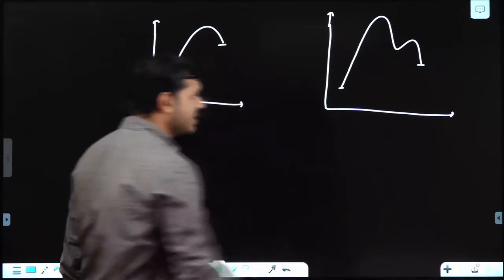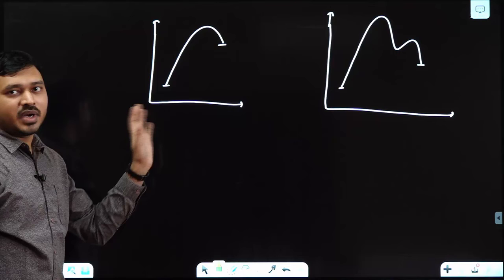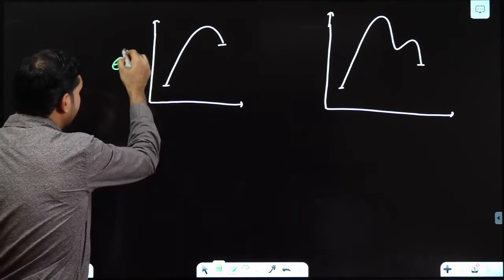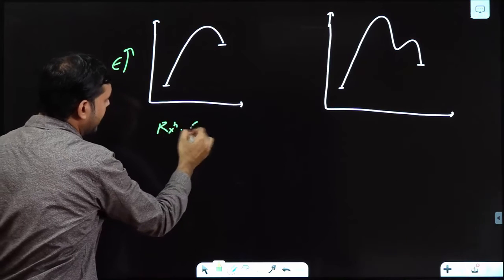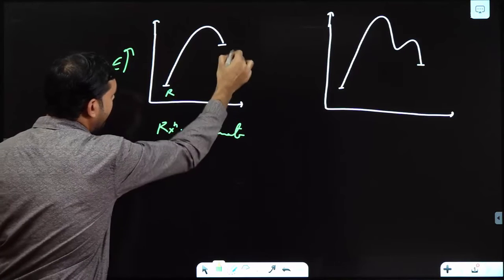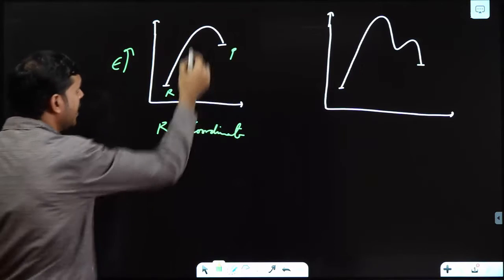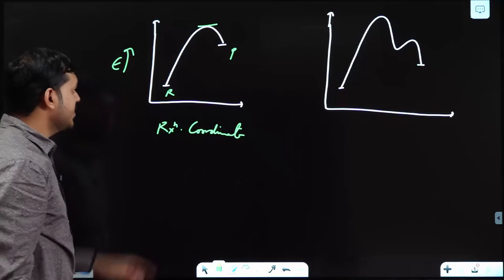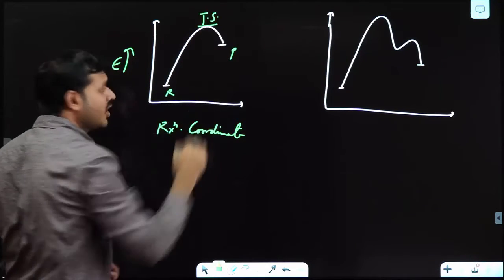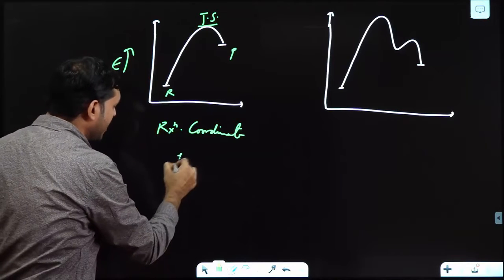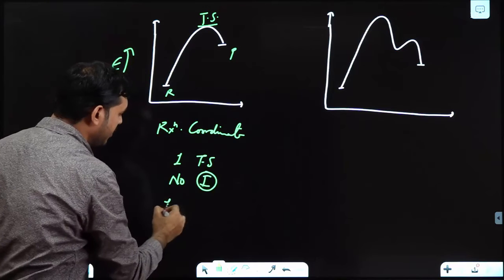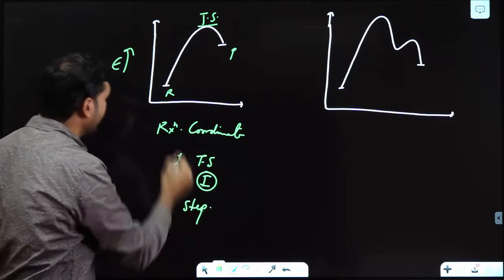Okay, so let us study about these two graphs to understand the energy profile diagram for any reaction. Okay, this is energy and this is reaction coordinate. Here it is converting from reactant into product. Okay, now this is one step reaction. As you can see, from reactant to product directly. This is a transition state, one transition state. So one transition state, no intermediate, one step reaction.